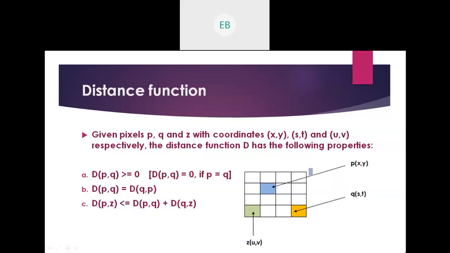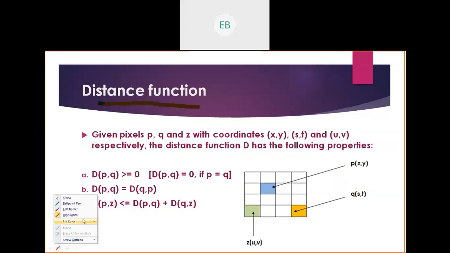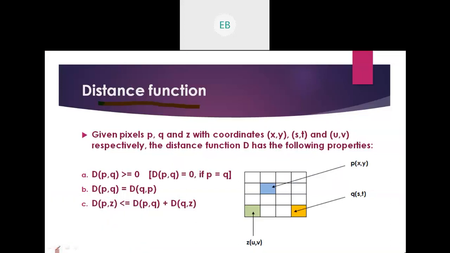Okay, yes. So we are talking about the distance function over here. Suppose we are given 3 random pixels p, q and z, and suppose these 3 pixels have coordinates (x,y), (s,t), (u,b) respectively. So the distance function d has 3 properties.